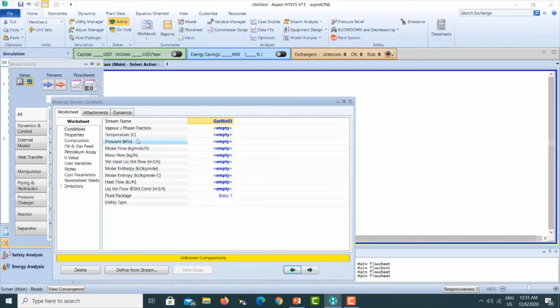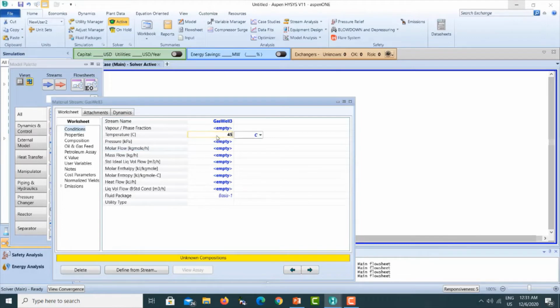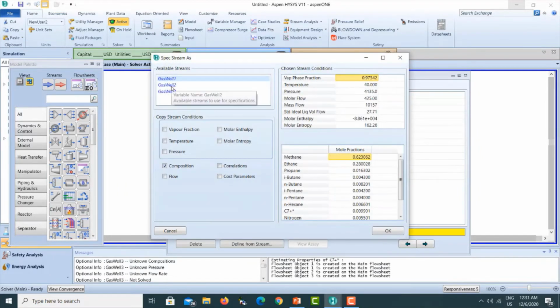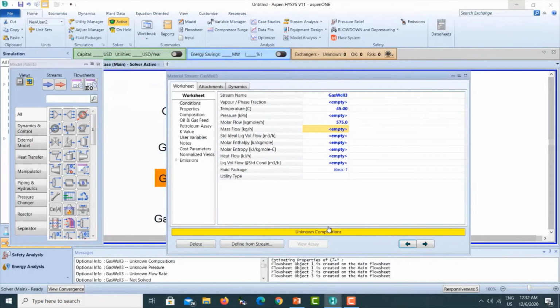Similarly, we go to 3. For stream valve 2 we have similar information. For stream valve 3 we have 45, 575, 45 and 575. We don't know the pressure exactly. From define from other stream, we can take the composition, and we also need the pressure from this stream, and we click on OK. That is done.